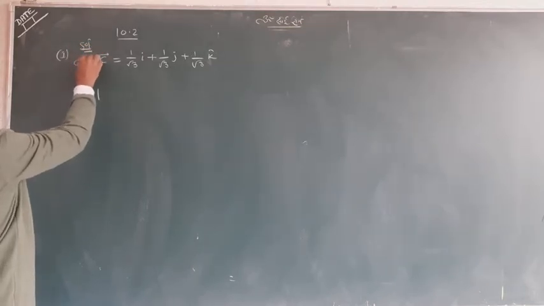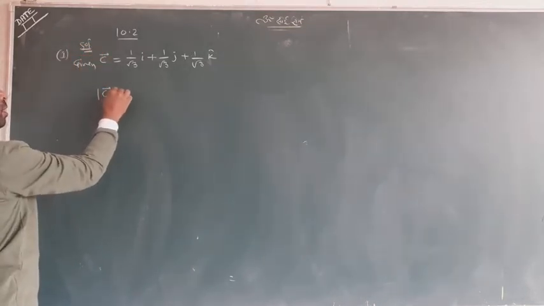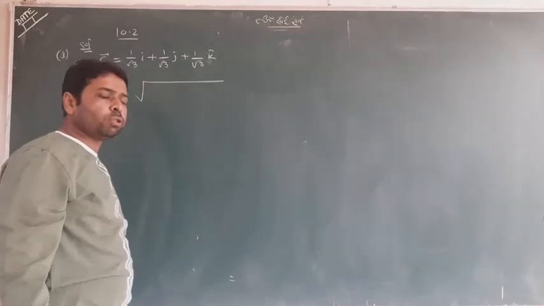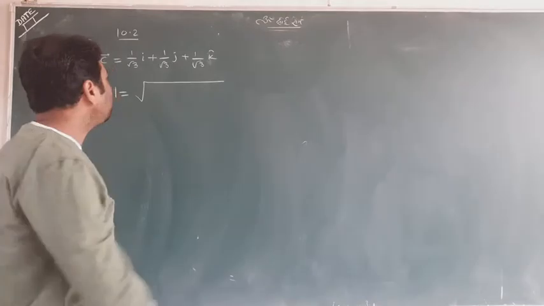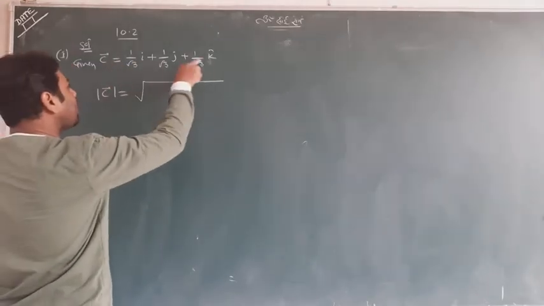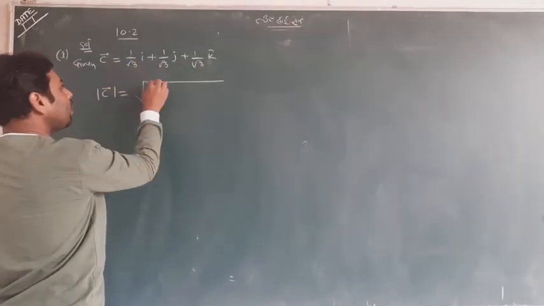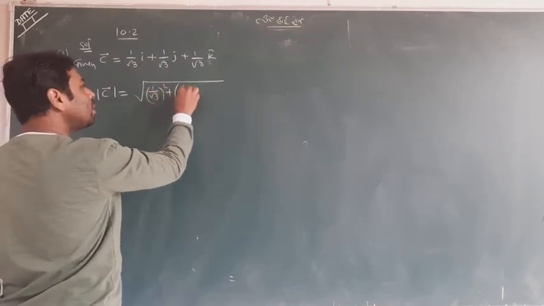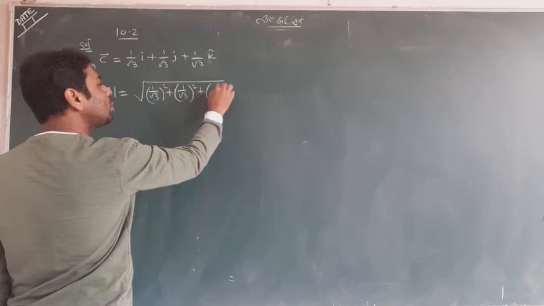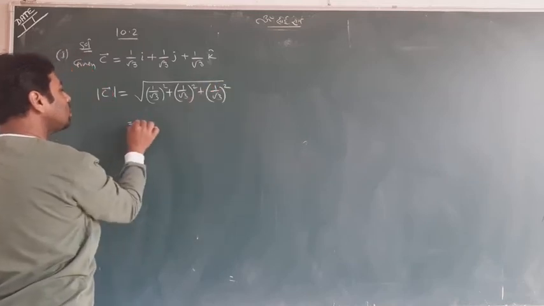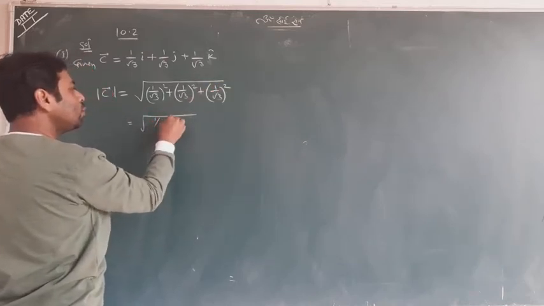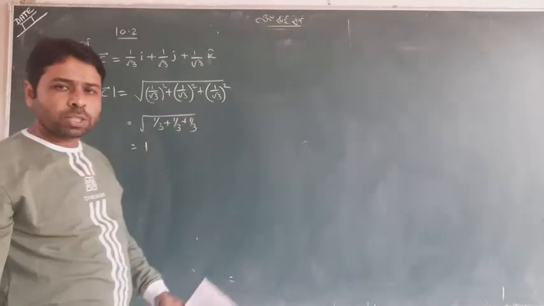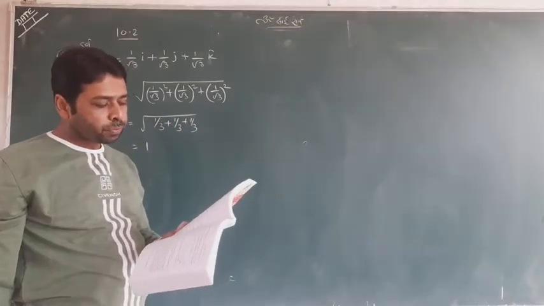So mod C will be, I don't think that you don't remember this. It's so simple that whenever any vector with i, j, k is given, its mod is given by the square of the coefficient of i, square of the coefficient of j, and square of the coefficient of k. So your answer is 1 by 3, 1 by 3 and 1 by 3, and the answer is 1. I don't see the trouble, so easy.